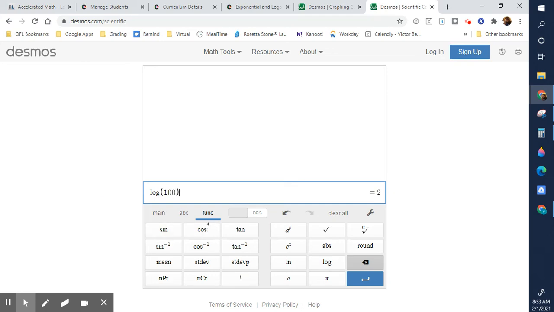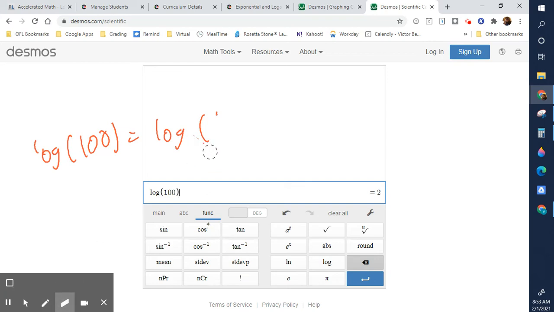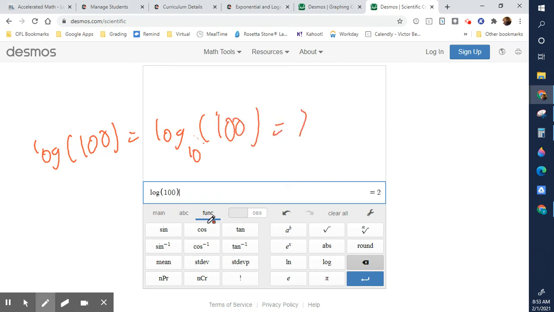So whenever you see log of 100, it's the same thing as saying log base 10 of 100. They're both equal to 2 because they're the same thing.